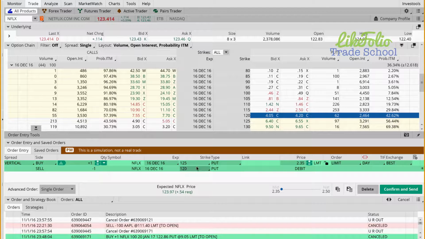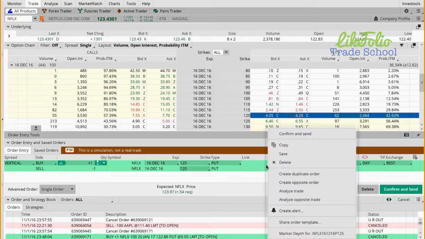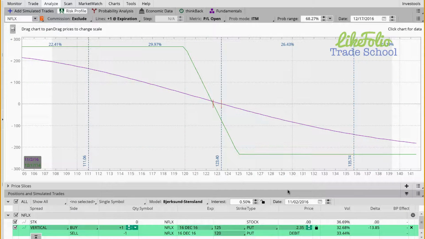We got the Netflix 125, 120 put spread. Buying it for $2.35 debit. Right click, analyze trade. So now we are taken over to the analyze tab.